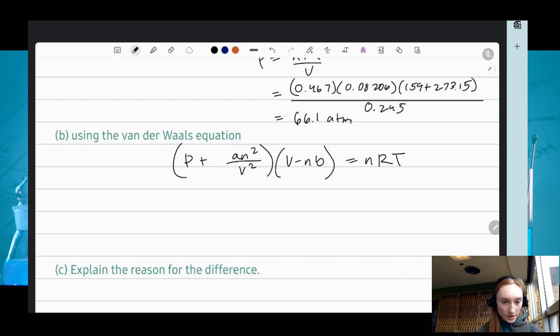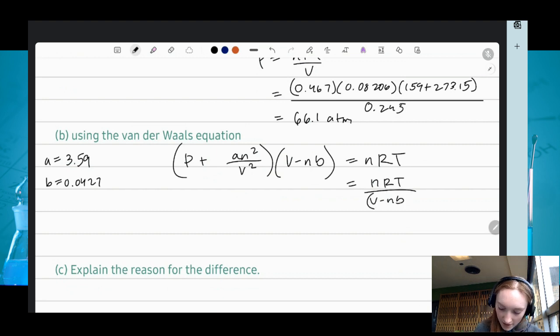So that is the van der Waals equation, and using the a constant for CO2, it gives us a value of 3.59. b is 0.0427. So those are the constant values for CO2. And so plugging everything in and solving for P, it will look like this. You divide by this term right here, and then you subtract this one right here, so minus an² over V² equals P. So let's do that right now.